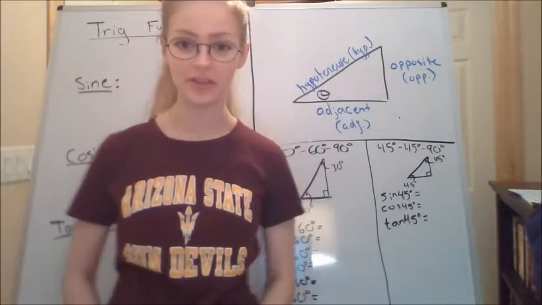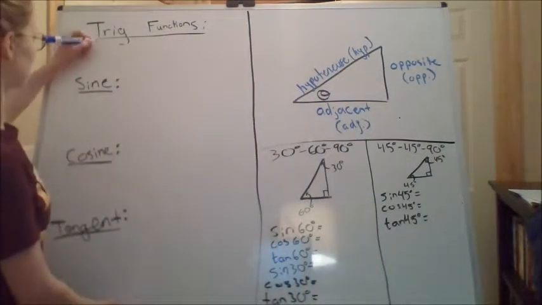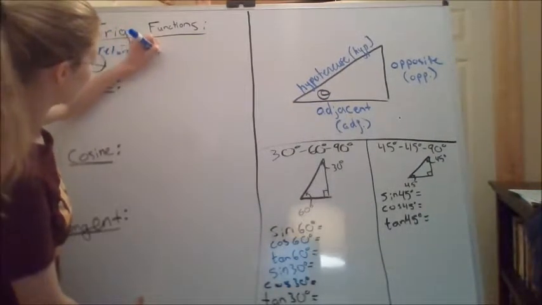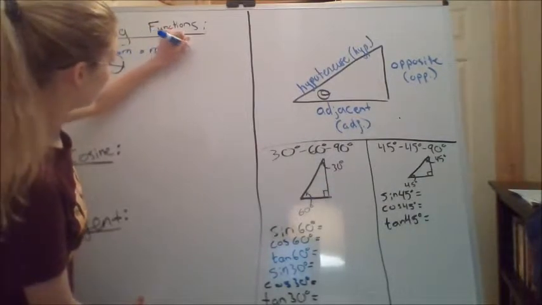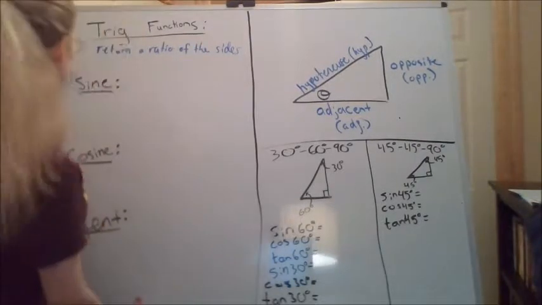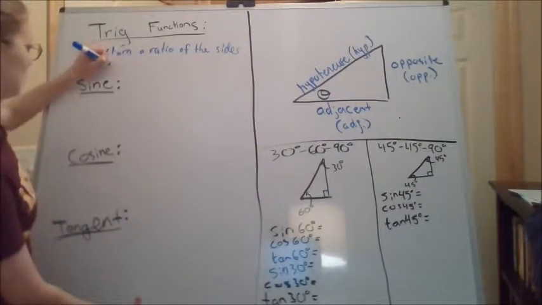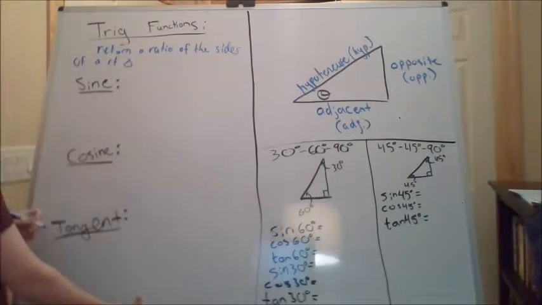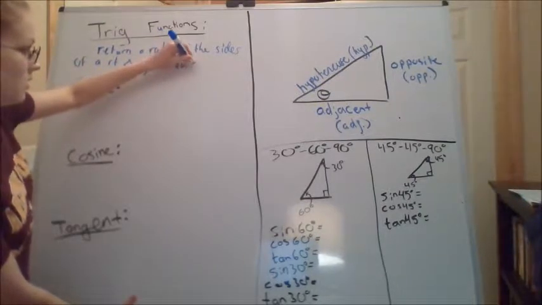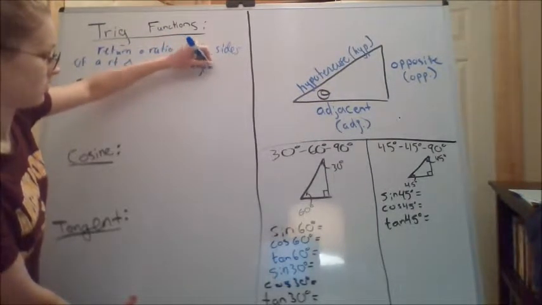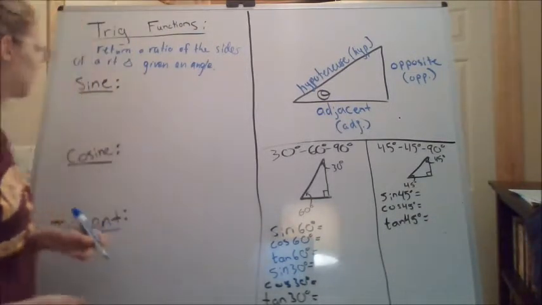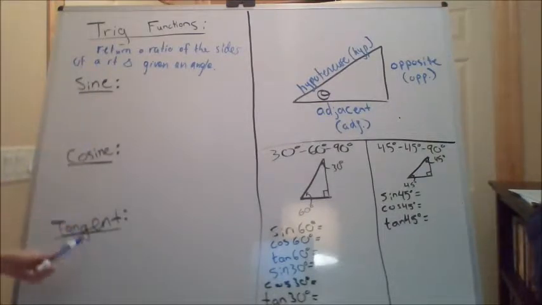Today we're going to learn about trig functions. So trig functions return a ratio of the sides of a right triangle given an angle measure. The three most common trig functions are sine, cosine, and tangent.